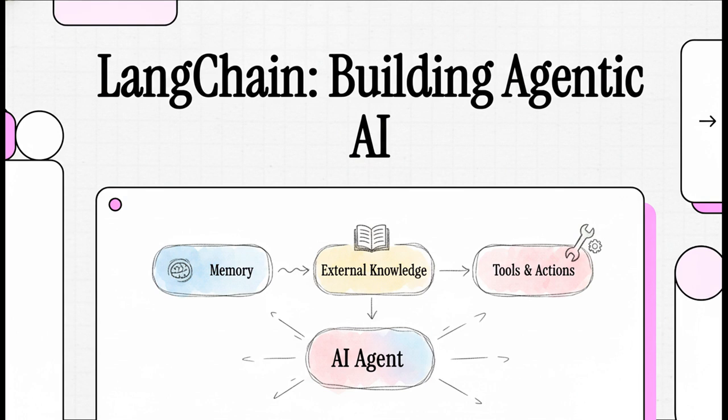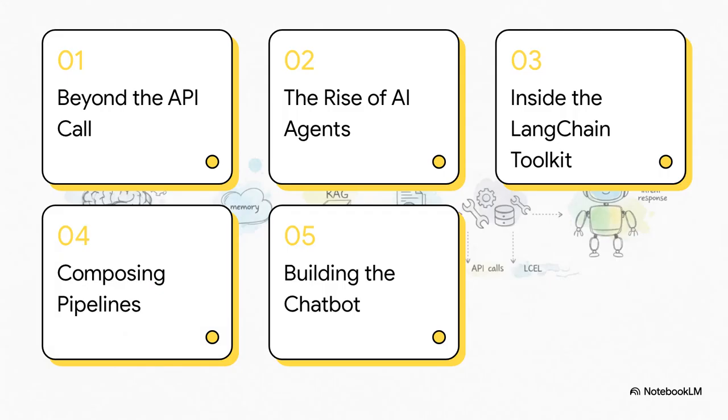In this explainer, we're going to dive deep into how LangChain helps you build truly sophisticated agentic AI apps that can actually think, remember, and take action. Here's a quick look at what we're going to cover.